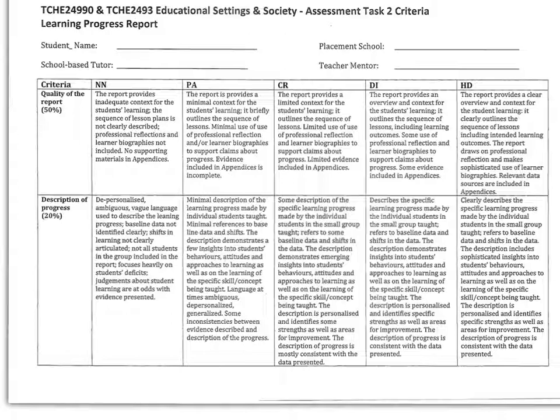Where would I score this particular student? This bit's really easy. There's no supporting materials in any of the appendices, and I thought that there was a minimal context for the student learning. I had a brief understanding of the outline of the sequence of lessons. I thought there was minimal use of the learner biographies to support evidence, so I'd be scoring her somewhere in this area. Wow, that's a bit of a scribble. Sorry about that. I think over here there was vague language being used to describe the learning progress. I didn't think it was quite specific enough. There was minimal description of the learning progress made. Not very many references to shifts in the baseline data.